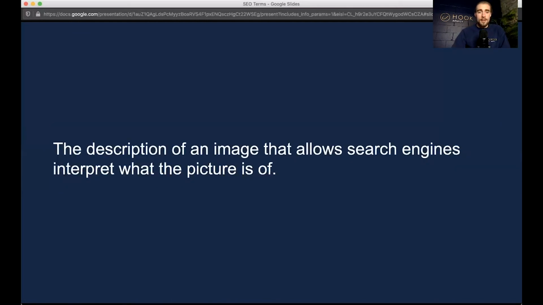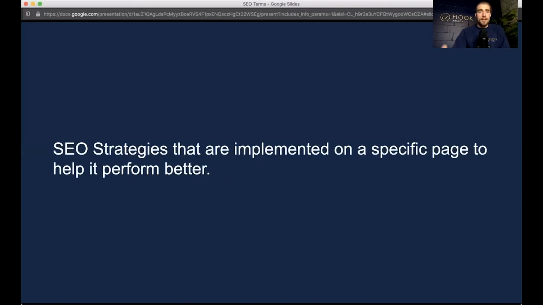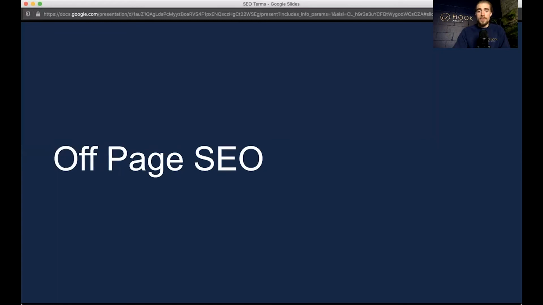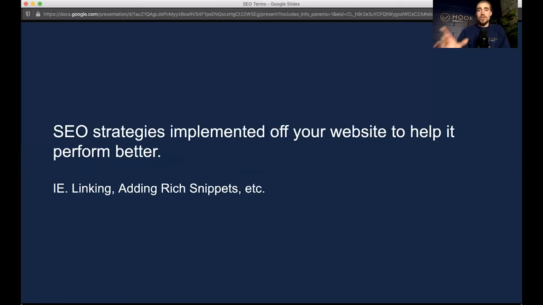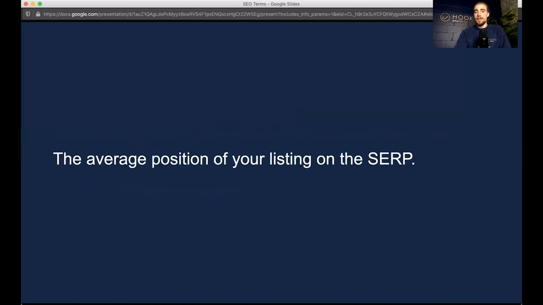Alt text, the description of an image that allows search engines to interpret what the picture is of. On-page SEO, this is any SEO strategy that's implemented on a specific page to help it rank higher. Off-page SEO is exactly the opposite. Anything that you do off of your website to help your page rank higher. Page rank, this is just the average position of your web listing on the search engine results page.